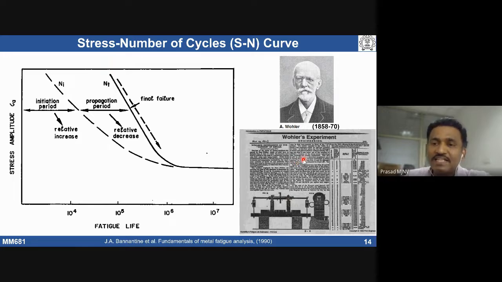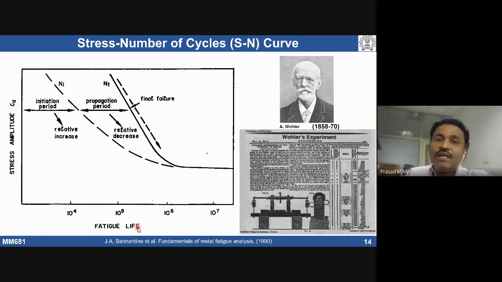For the idealized stress condition, sigma minimum by sigma max is equal to -1. Once you define a stress amplitude, which is sigma max minus sigma minimum by 2, and apply different stress amplitudes, we can monitor the number of cycles the material requires for its failure. That is called fatigue life: at a given stress amplitude, how many cycles the material experiences before failure.